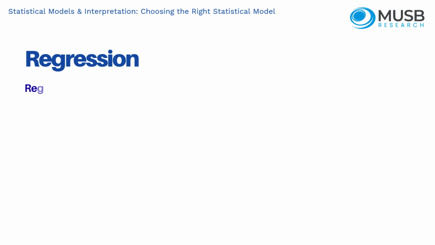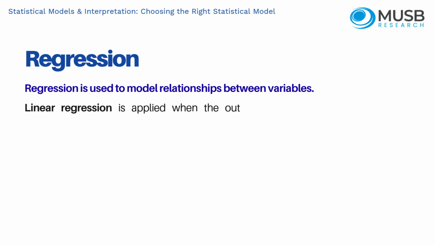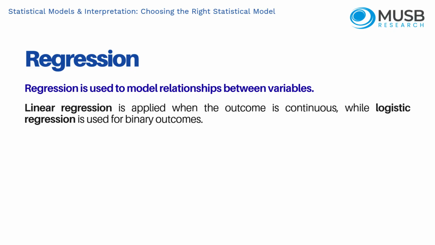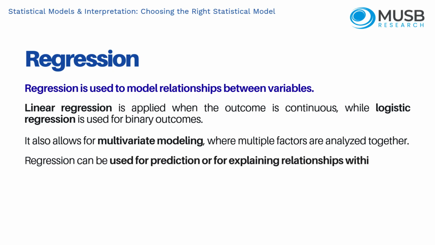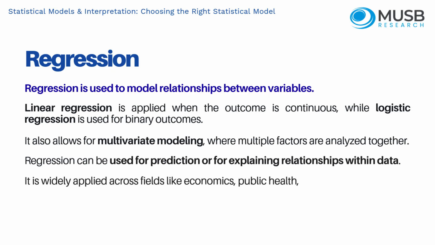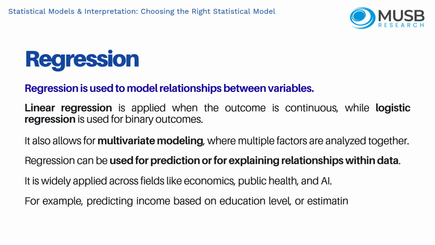Regression. Regression is used to model relationships between variables. Linear regression is applied when the outcome is continuous, while logistic regression is used for binary outcomes. It also allows for multivariate modeling, where multiple factors are analyzed together. Regression can be used for prediction or for explaining relationships within data. It is widely applied across fields like economics, public health, and AI. For example, predicting income based on education level, or estimating disease risk based on biomarkers.